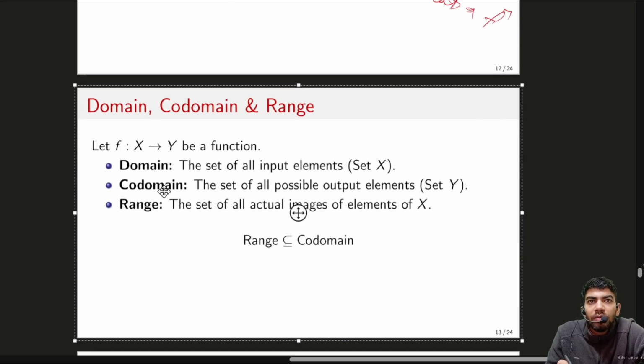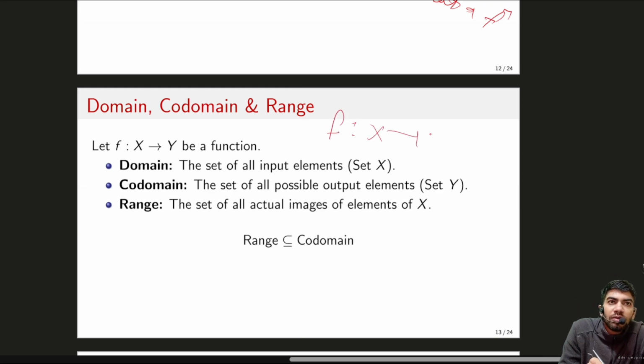So domain, codomain and range. Let f: X to Y be any function. Then its domain is the set of all input elements in X, so the whole X. The codomain is the set of all possible outcome elements in set Y, so the whole Y. The range is the set of all actual images of the elements of X. This is called range. Range is a subset of codomain.